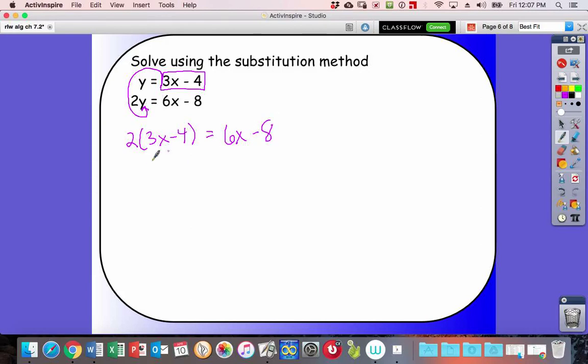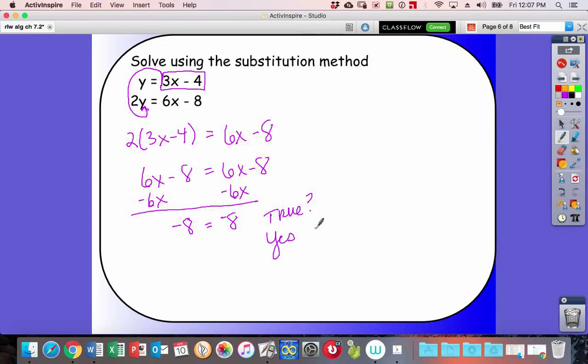Okay, I'm going to distribute first. I have that they're equal to each other. In fact, if I tried to get them all on both sides, I'd have to subtract 6x from both sides, and I'd get negative 8 is equal to negative 8. Is that true on planet Earth? Always?